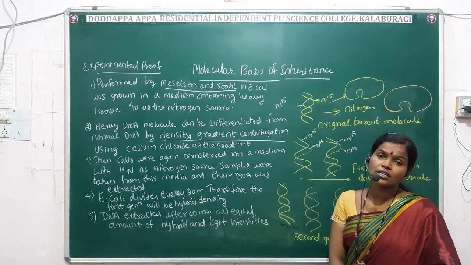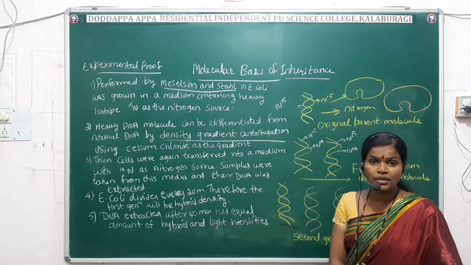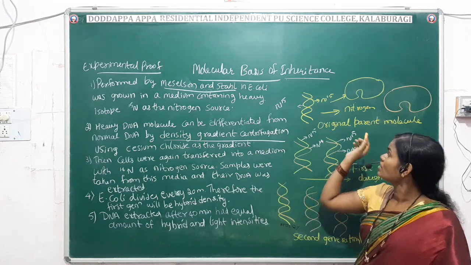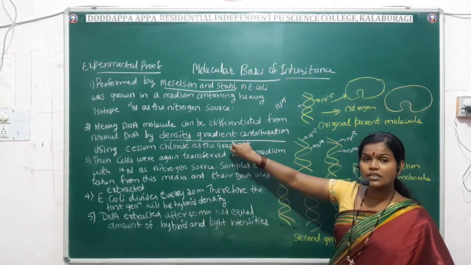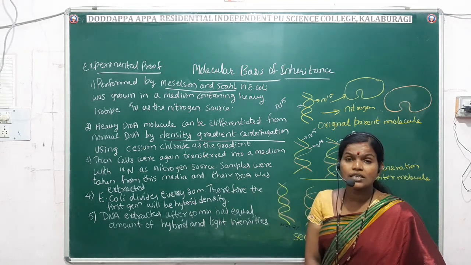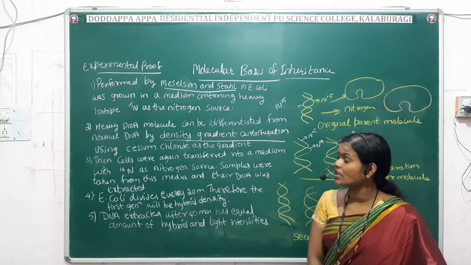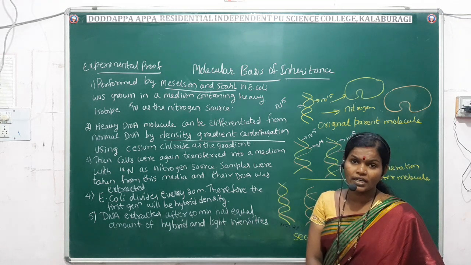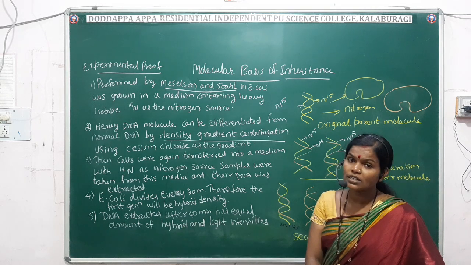That is, by the variation. The temperature and the concentration may be increasing and may be decreasing. Based on that, we are going to differentiate the heavy DNA and the normal DNA. So, how is that density gradient variation occurring? Cesium chloride is the solution which is making the differentiation between the normal DNA and the heavy DNA.